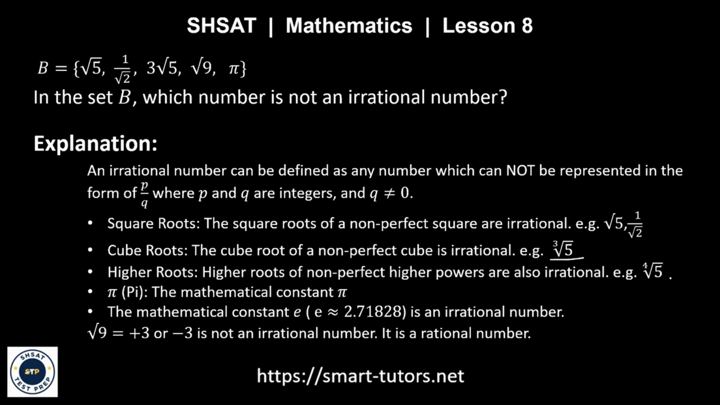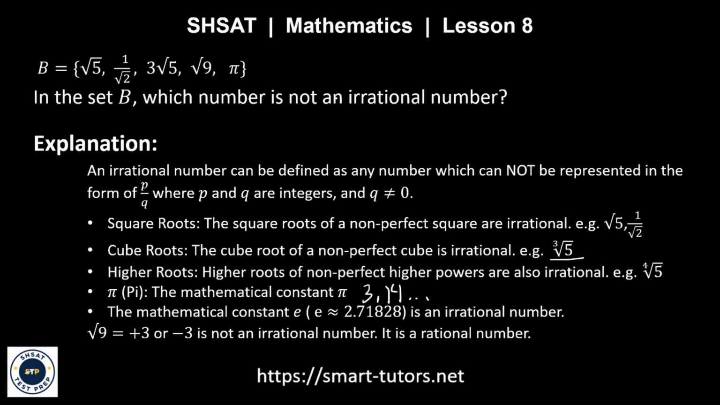For example, fourth root of 5, and pi, which is a mathematical constant, which would be 3.14, and it would go on and on. The mathematical constant e, 2.71828, is an irrational number.